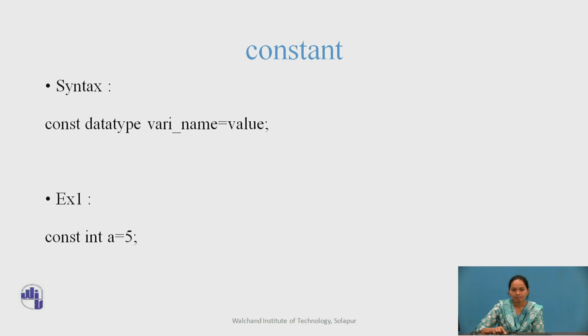Next is the example. const int a = 5; const is a keyword that will be used to make a constant in a program. int is a data type. a is the variable name, and 5 is the value of the variable that will be treated as a constant in your whole program. That constant value a = 5 is not changed during the execution of your program.